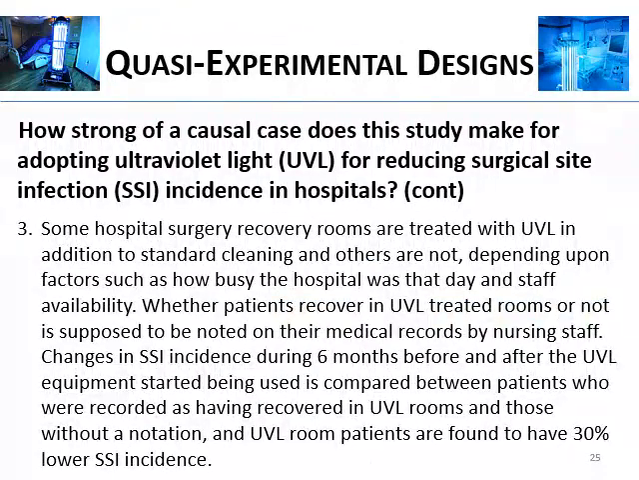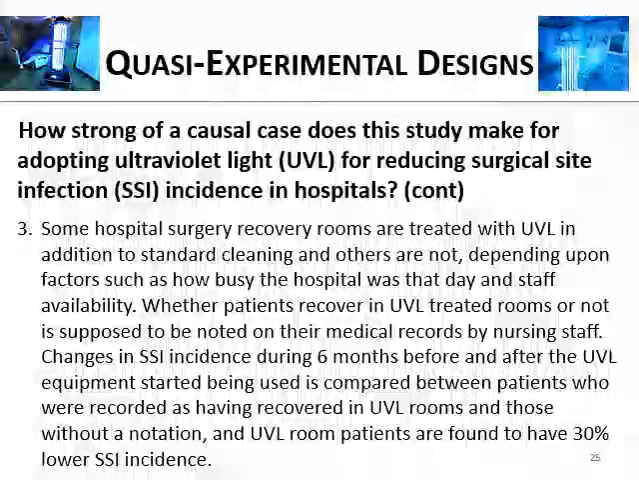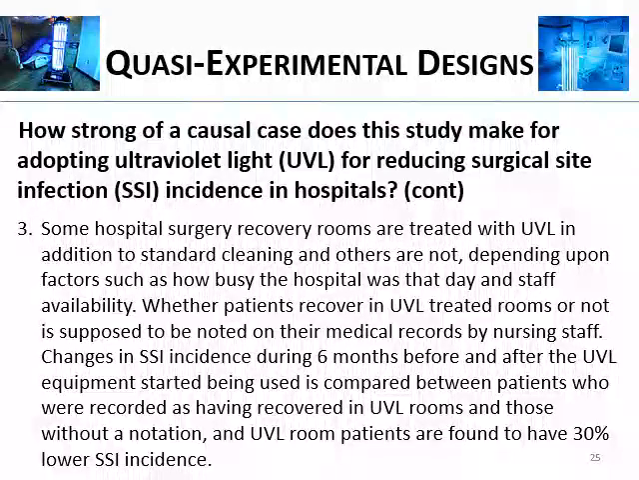So how about this one? They're getting longer. Some hospital surgery recovery rooms are treated with ultraviolet light in addition to standard cleaning, and others are not, depending upon factors such as how busy the hospital was that day and staff availability. Whether patients recover in the ultraviolet light treated rooms or not is supposed to be noted on the medical records by the staff. Changes in surgical site infection incidence during the 6 months before and after the ultraviolet light equipment started being used is compared between patients who were recorded as having recovered in UVL rooms and those without a notation. And the UVL room patients are found to have 30% lower incidence.